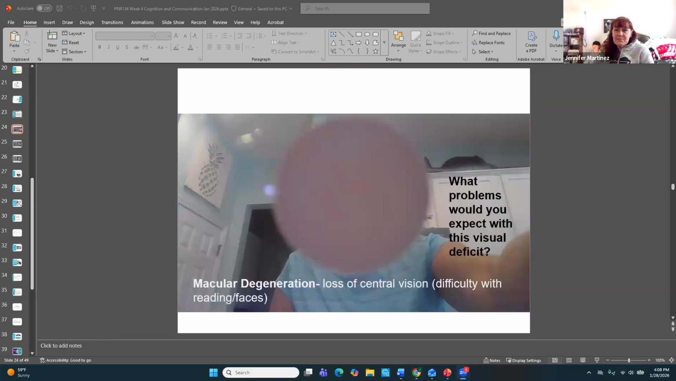So this is macular degeneration. What would be an issue if we had a patient whose vision looked like this? What are some issues that you could see with that? They could get scared because they don't know who's coming towards them. Okay, they could get scared because they don't know what's coming towards them. What else? Ambulation.